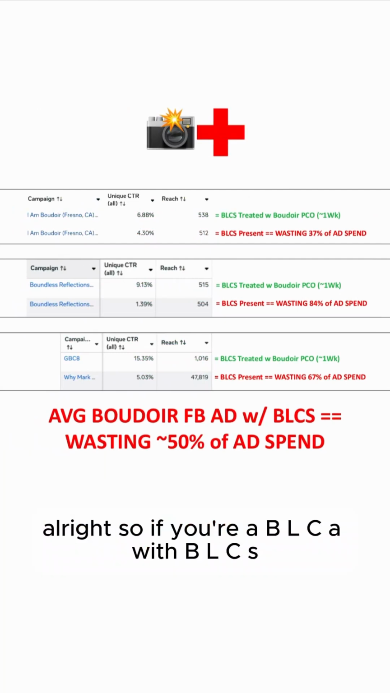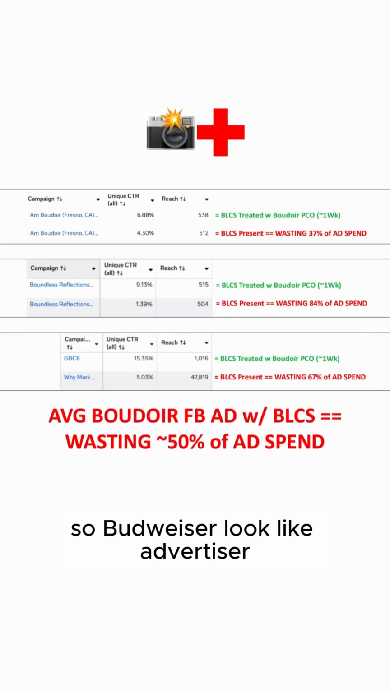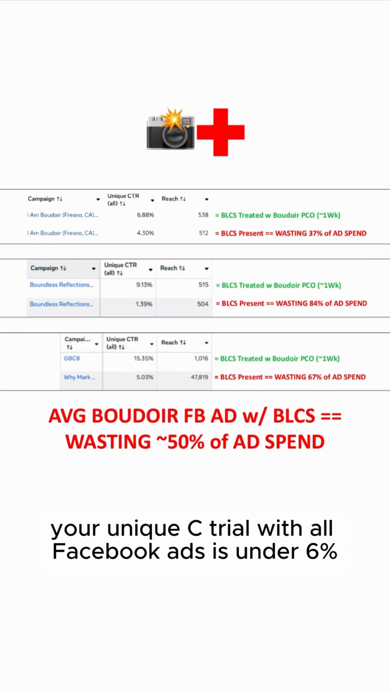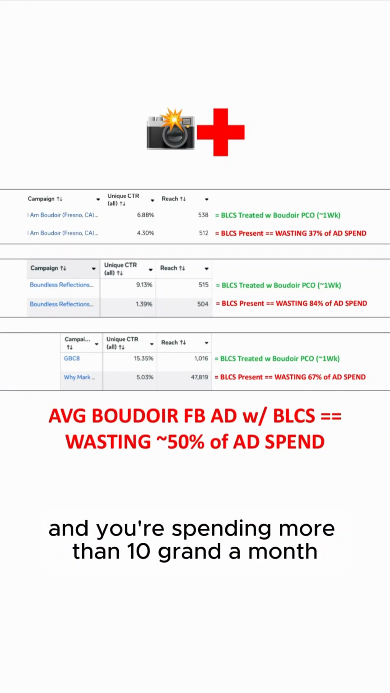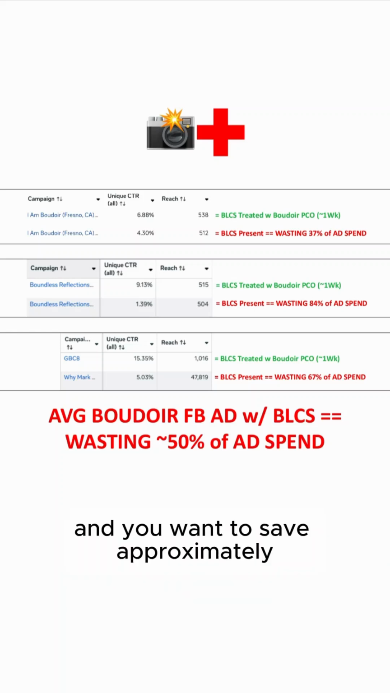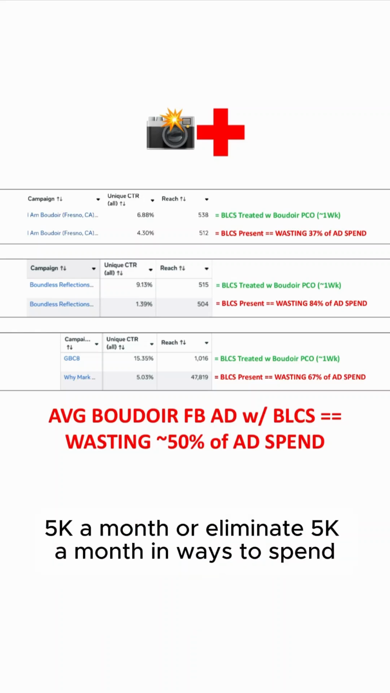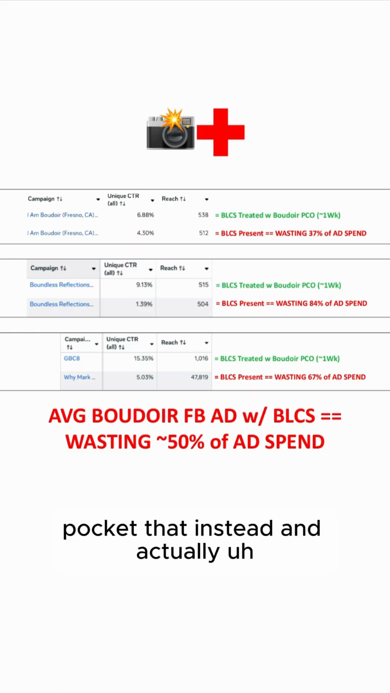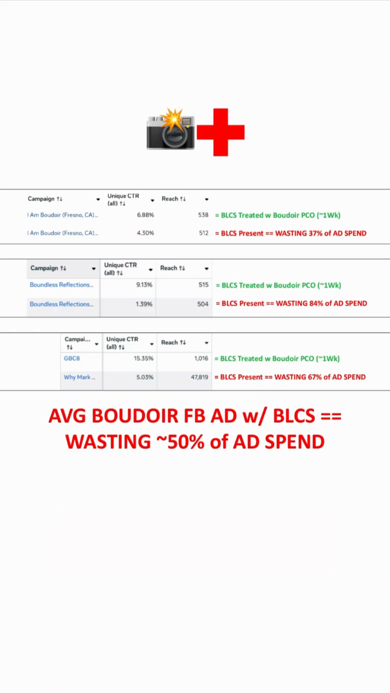All right, so if you're a BLCA with BLCS, so Boudoir low click advertiser with Boudoir low click syndrome, your unique CTRL on Boudoir Facebook ads is under 6%, and you're spending more than 10 grand a month on Boudoir Facebook ads, and you want to save approximately 5K a month, or eliminate 5K a month in wasted spend, pocket that instead, and actually keep, on average, that'd be like 60K over the next 12 months. Keep that in your pocket.